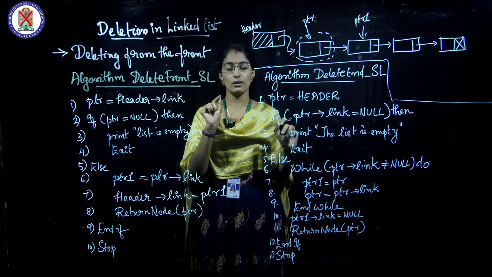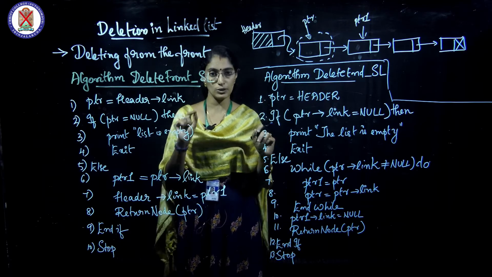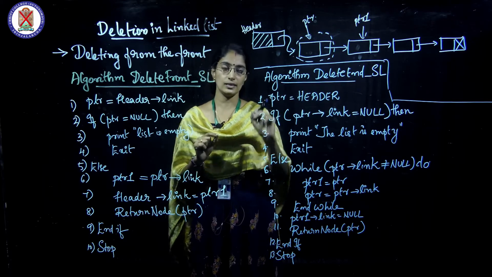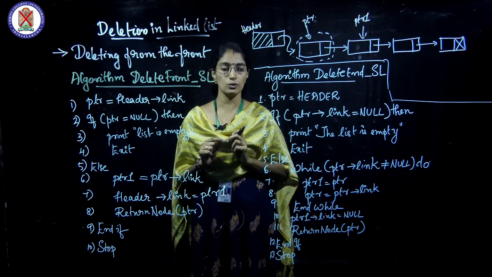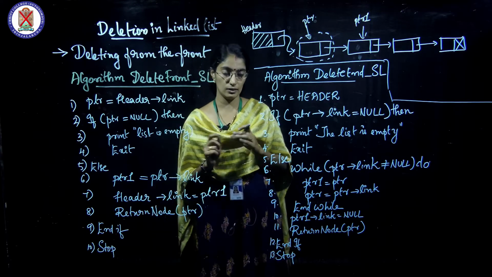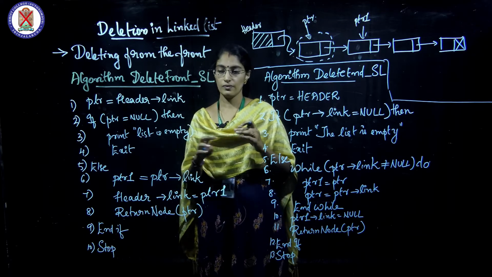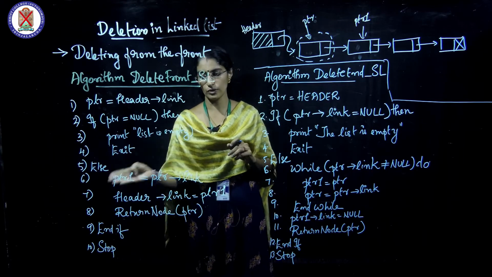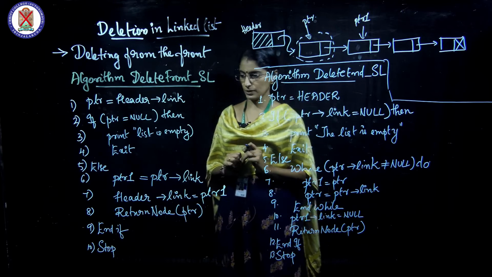Now before deleting, we have to check whether the linked list is empty or not. So we have to check whether PTR is equal to null, that is, whether the link part of the header node has the value null. If it is null, that means the linked list is empty. So if it is empty, we have to print a message and exit from the algorithm. Else we go for the else part.